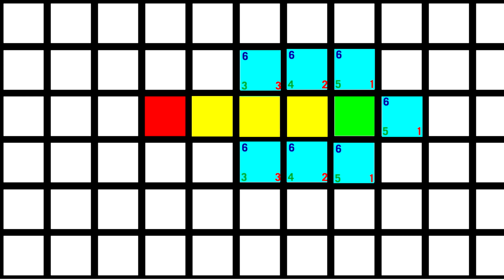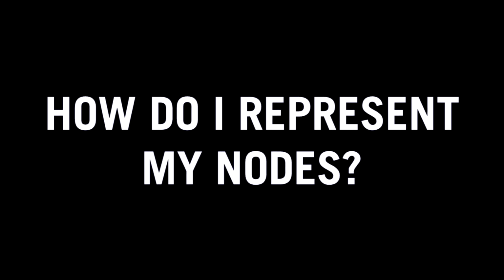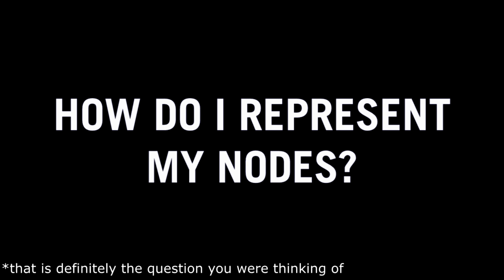This will continue until the algorithm finds the goal. Once the goal has been found, the program will trace back the path to find the shortest route. After all that, I bet the one question you've been wondering is, how do I represent my nodes? Well, let me show you some examples.